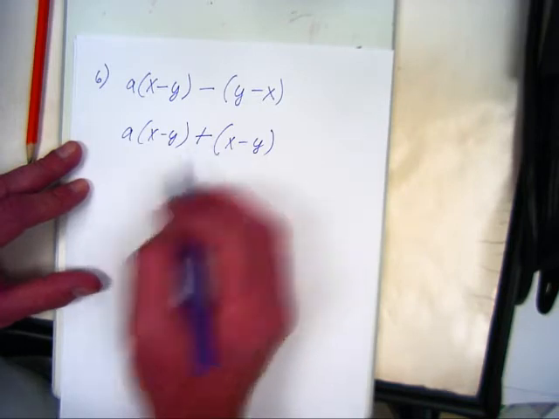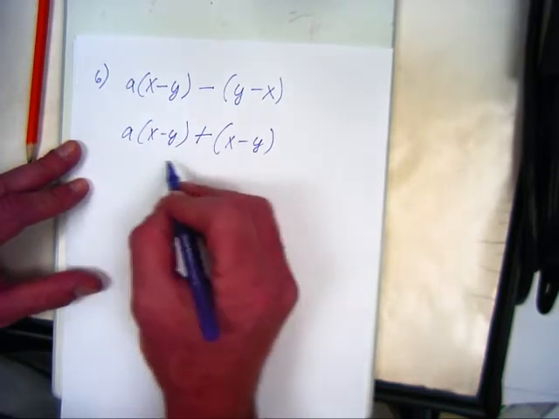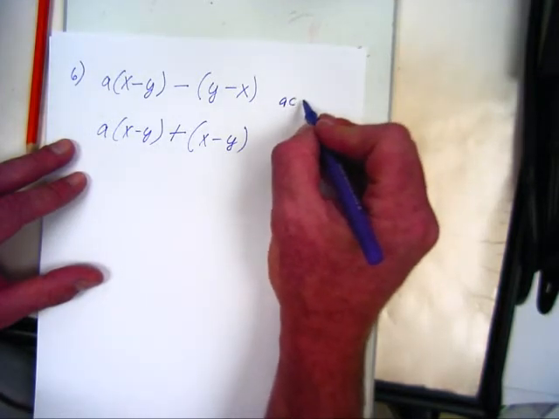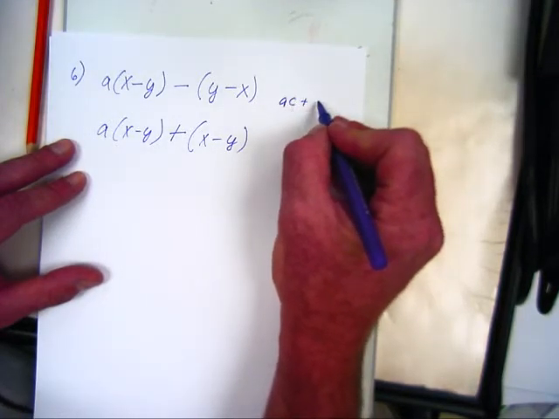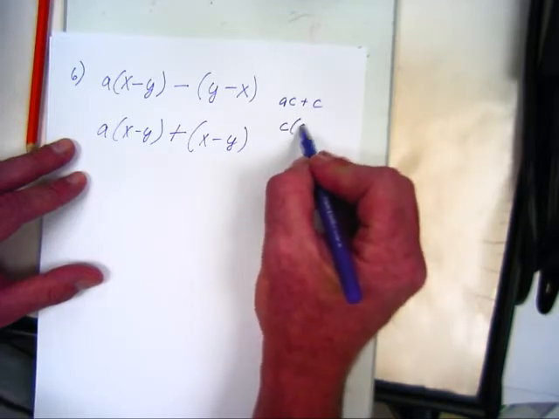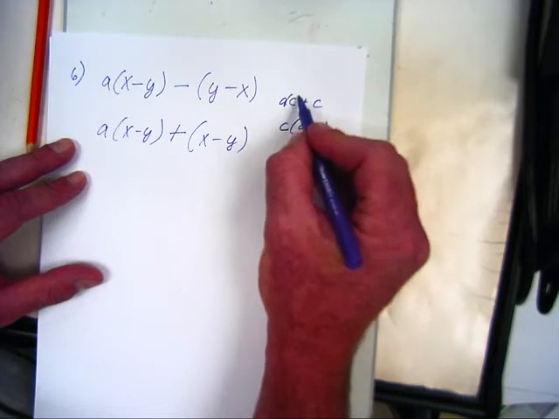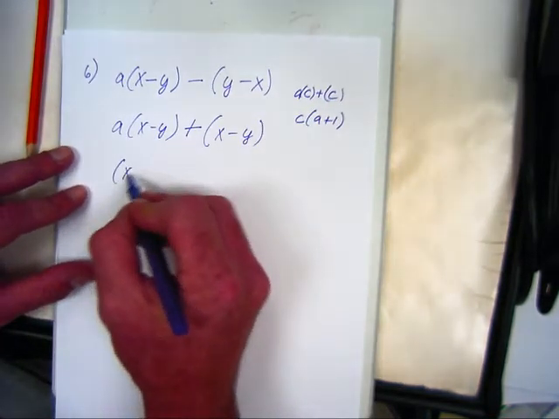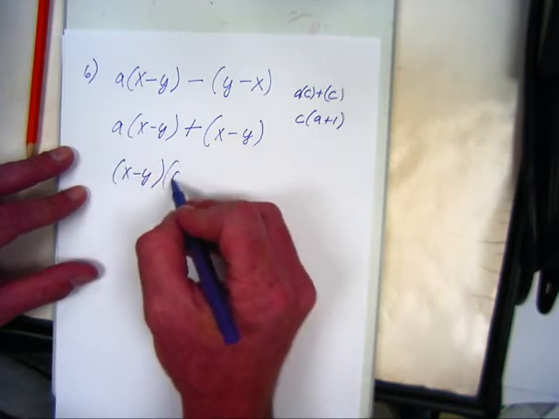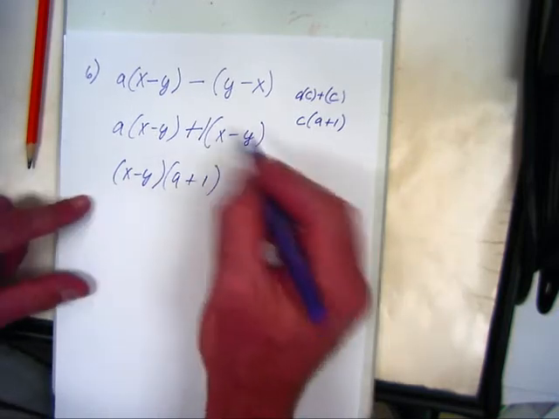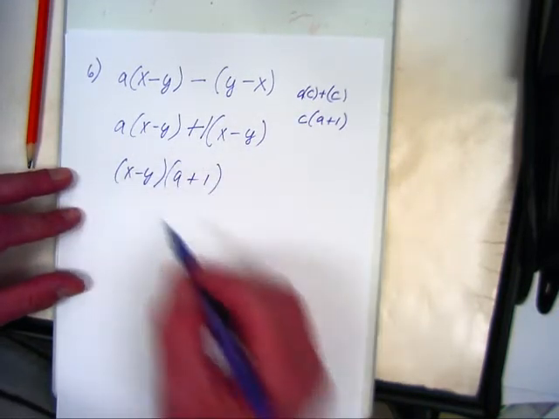Now this is a binomial, very similar to if we had, I'm going to write it up here because it's just an example, a c plus c, I can factor out a c and it becomes a plus 1. Think of these c's as these x minus y's. So I'm going to factor out an x minus y. Then I'm going to be left with a plus 1. There's an imaginary 1 there. Anytime you factor something out and there's nothing left, you got to put a 1. This is our final answer for number 6.